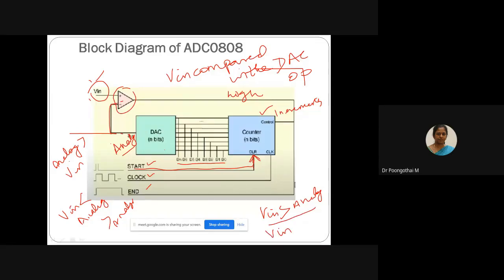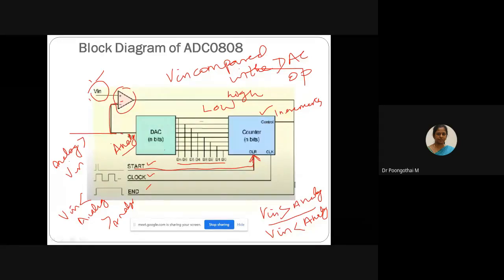Suppose Vin is less than the analog output. In that case it will generate a low signal, which will stop the counter from further incrementing. That is the operation here. First, your conversion process is initiated by sending the start signal. After receiving this, the counter will start incrementing on the clock pulses. At the same time, it generates digital inputs, and this block converts these digital inputs into analog, and every time that analog value is compared with your input.